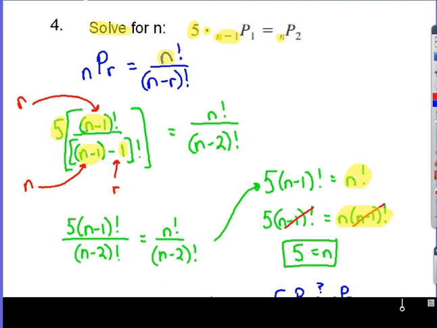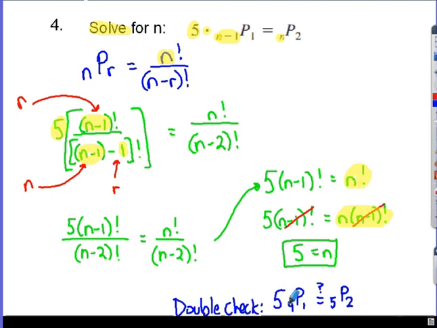And if you're not totally sure, double check it. Just plug n back into the original equation, and it should be that both sides of the equation are equal to each other.